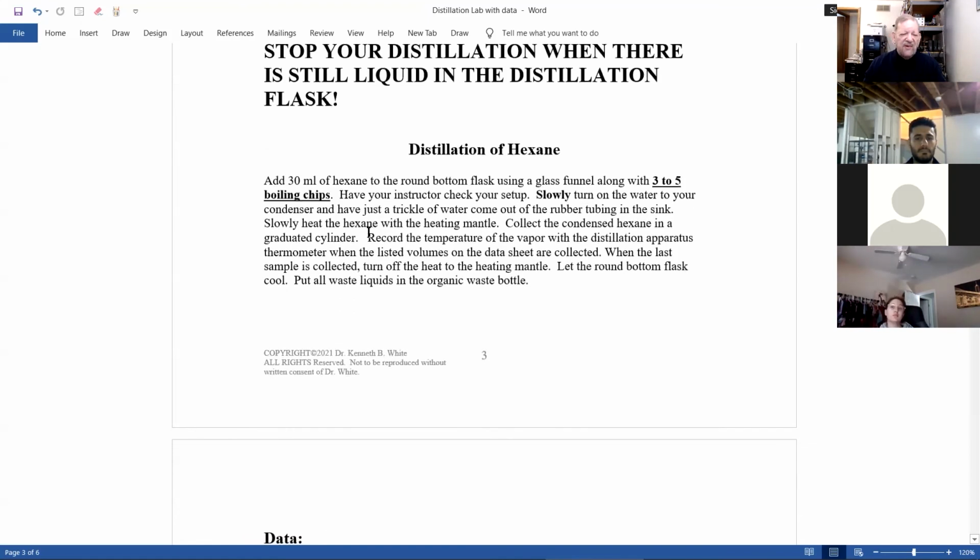Now, in this lab, you'd add 30 milliliters of hexane to a round bottom flask through a glass funnel, add a couple boiling chips. And before you heat it up, I actually look personally that each group has boiling chips in there because you don't want it to bump.